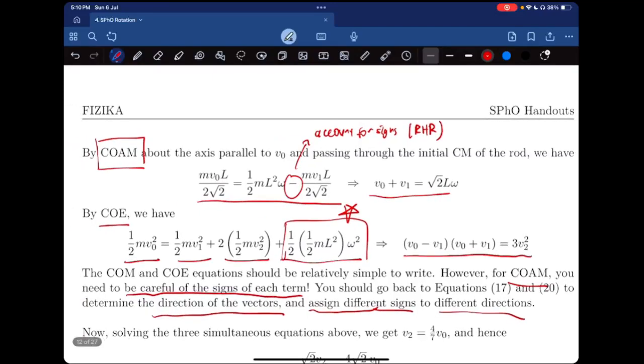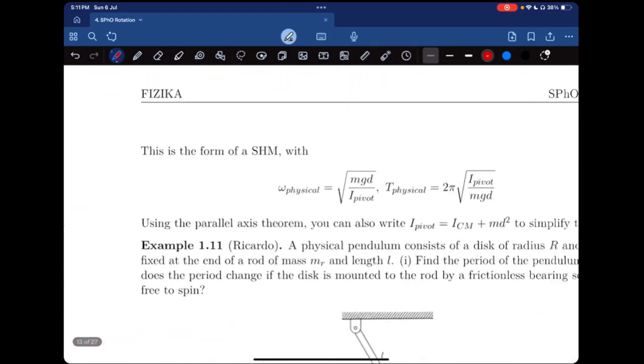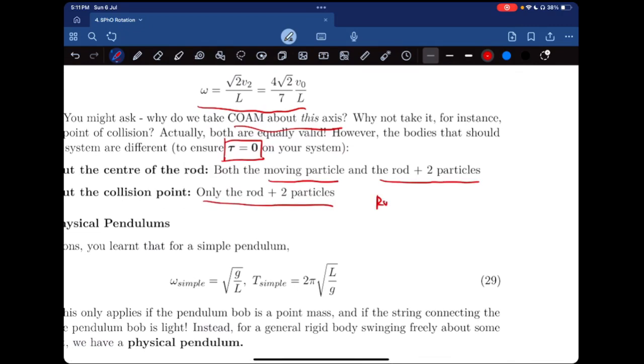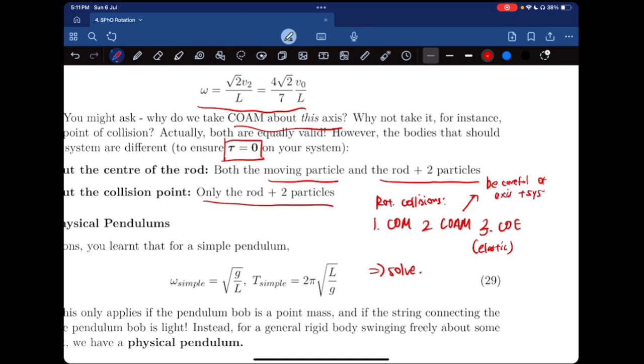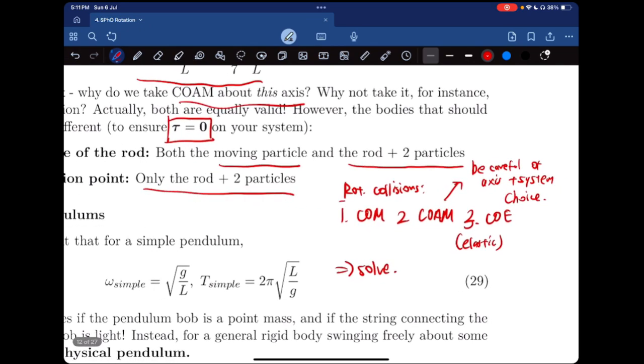So again, to recap, for rotational collisions, your key framework is COM, COAM, COE for elastic, and then soft. For COAM, be careful of axis plus system choice. And COM and COE should be quite self-explanatory. So this is the framework that you should follow for solving rotational collision problems.